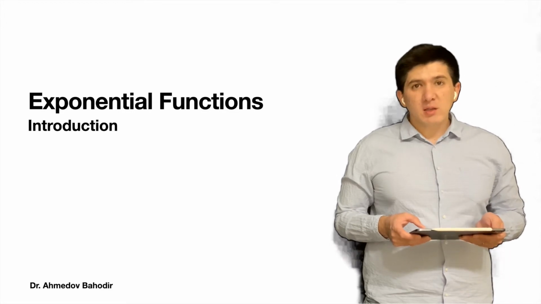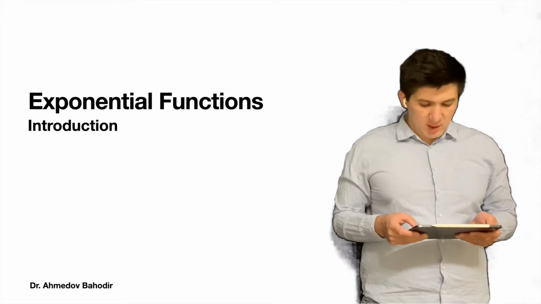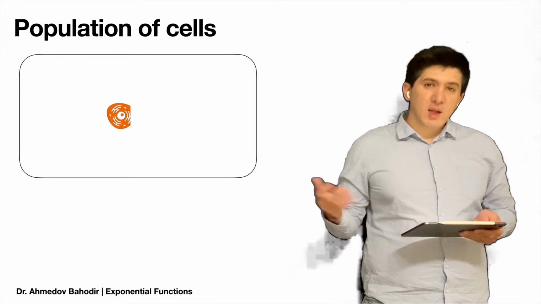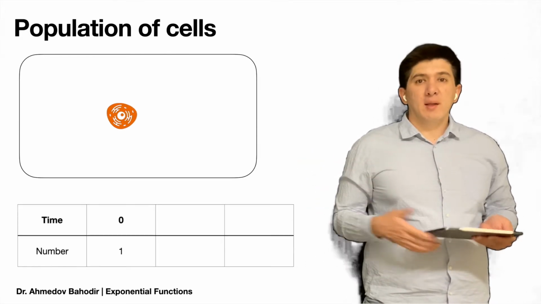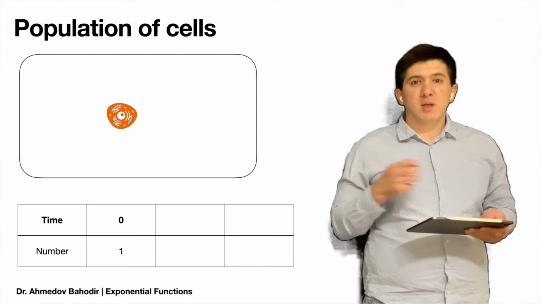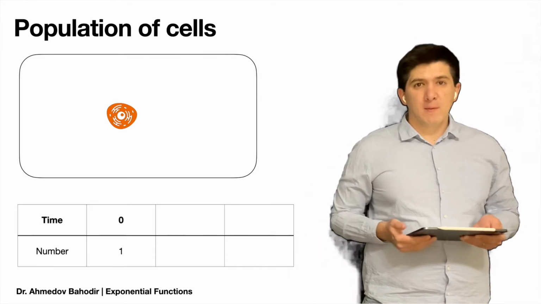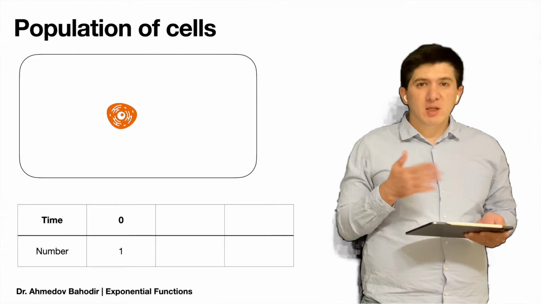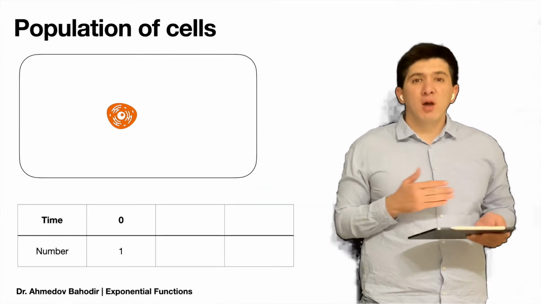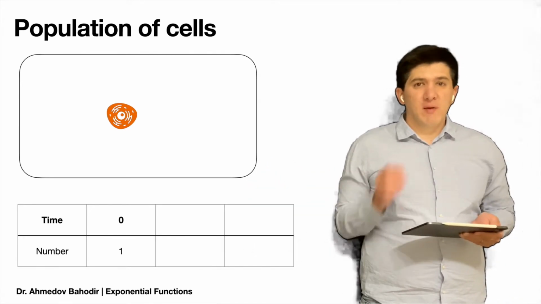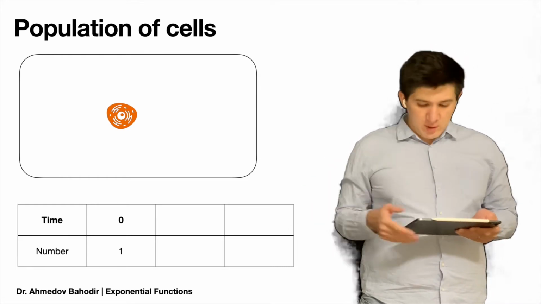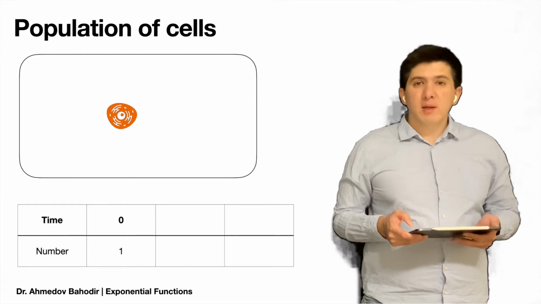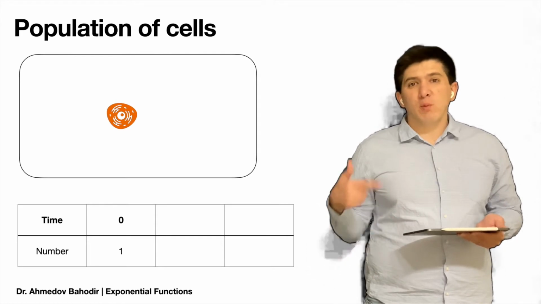So I would like to start today's lecture just from the example. Let's say I've got just a sample with one cell inside, and let's assume that the cells are going to split into two parts every second. And what I would like to do is track the number of the cells over the time, and I've created this kind of table where I would like to write down the number of the cells over the time. So let's assume at the time 0, I've just got one cell.